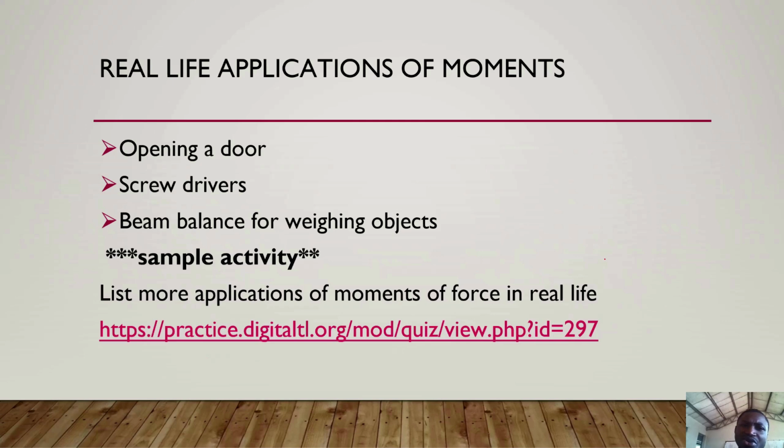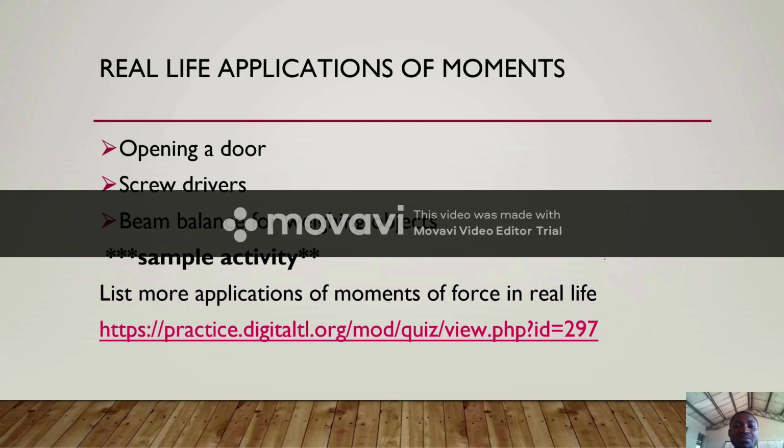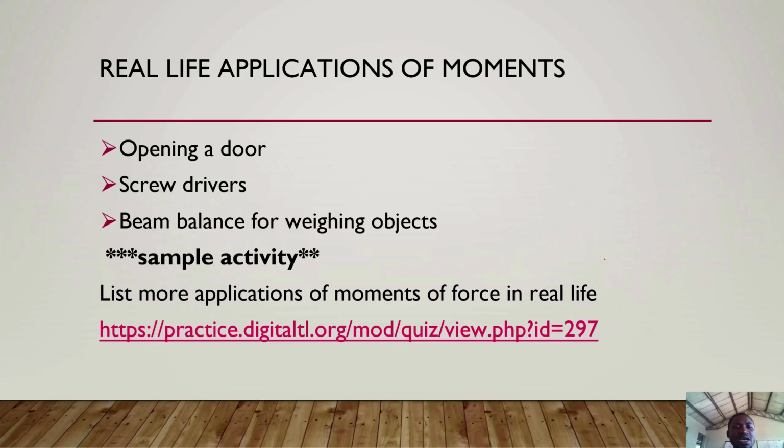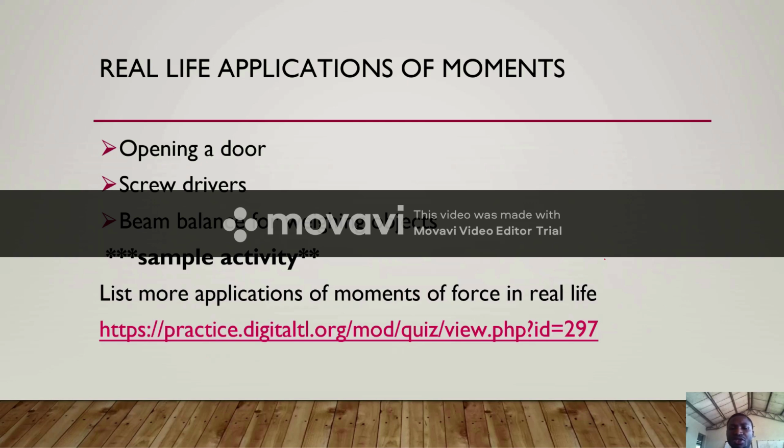We looked at opening a door. We can also have screwdrivers. We have seen, at least on average, having traveled by cars, and engineers use screwdrivers. We can have a beam balance. A beam balance can be for weighing objects, materials, everything. Maybe you are working in an industry, you may need a weighing balance. We have a simple activity about how we can check ourselves whether we have understood. The question says: list more applications of moments of forces in real life.